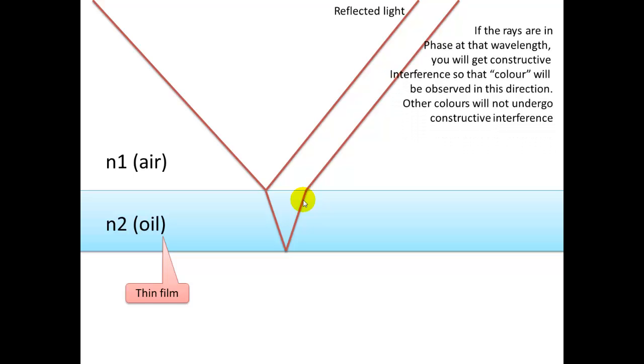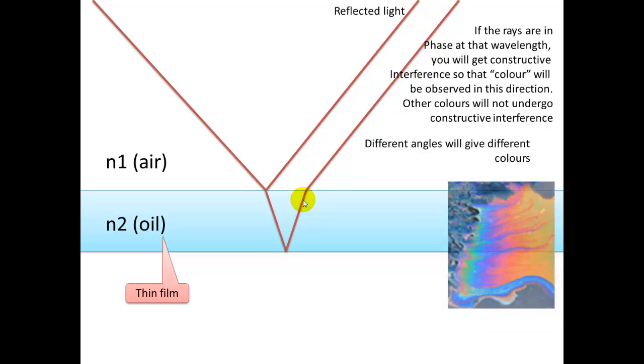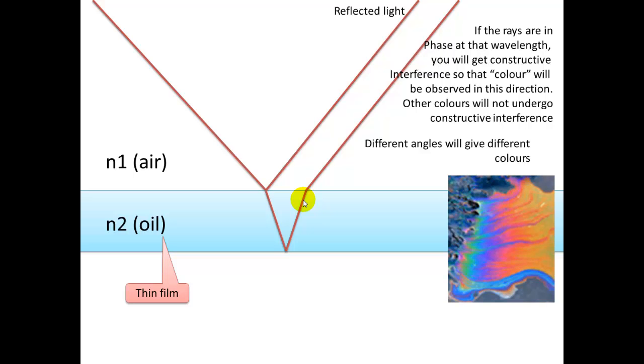So, if the rays are in phase at that wavelength, you will get constructive interference, so that the color that you see at this angle, in this direction, will be the color that is interfering constructively. Other colors will not undergo constructive interference, so they won't be seen as clearly. So, if you look at it at different angles, then you will see different colors. Like this. Ooh.